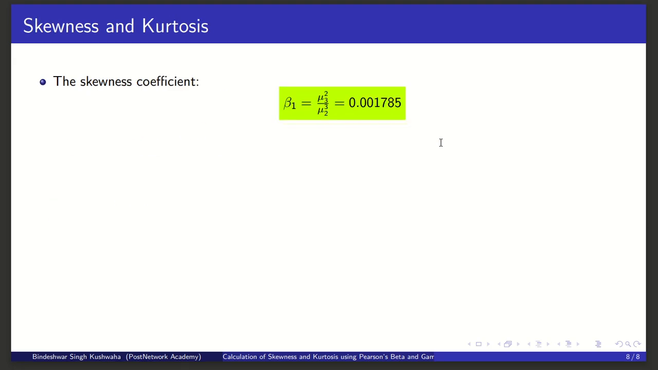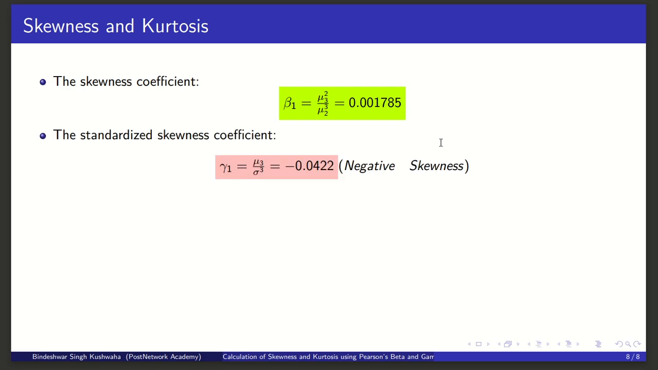So let us see that. So beta 1 is mu3 square upon mu2 cube. Now the standardized skewness coefficient, gamma 1, should be used, and that is mu3 upon sigma cube, which is equal to minus 0.0422, and that is negative. So that means it is negative skewness or left skewness. Almost it is 0, so it is symmetrical but with a little bit of negative skewness in the data distribution.